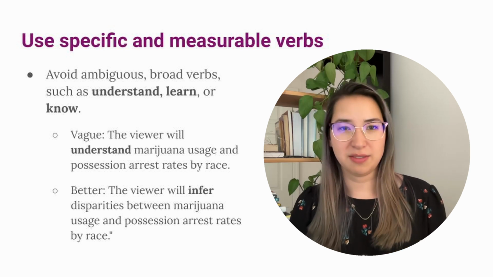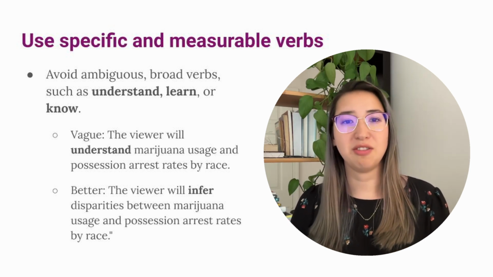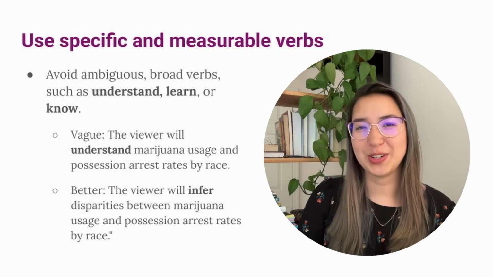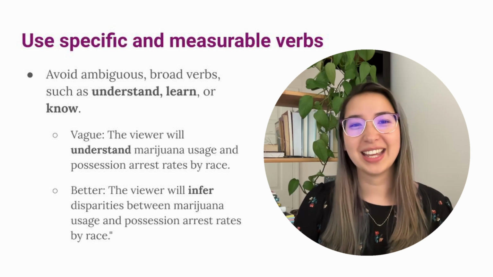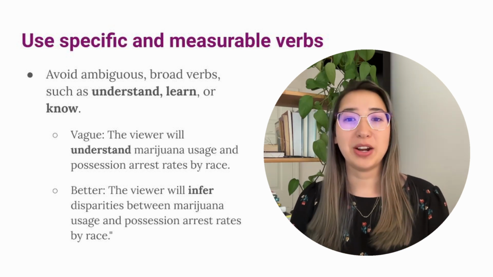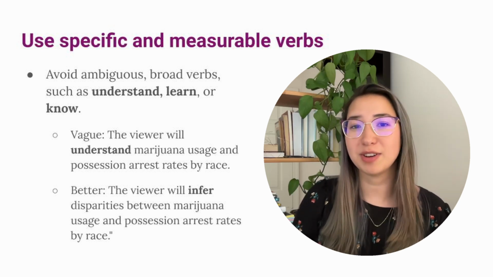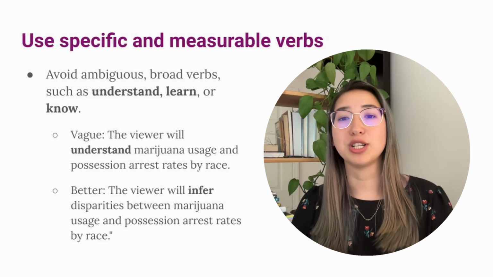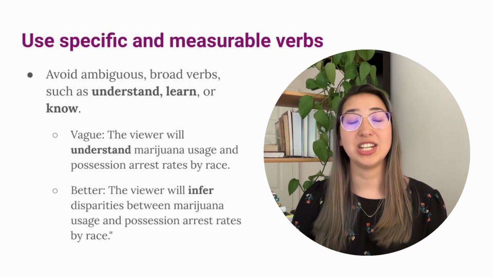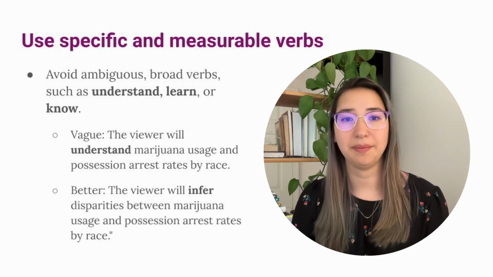A vague objective could be the viewer will understand marijuana usage and possession arrest rates by race. But how would you assess if somebody understood this? It's too vague. So a better objective could be the viewer will infer disparities between marijuana usage and possession arrest rates by race. Now it's more specific and clear about what the goal is. A simple test can check this by asking our viewers to conclude what the reason is for these data.